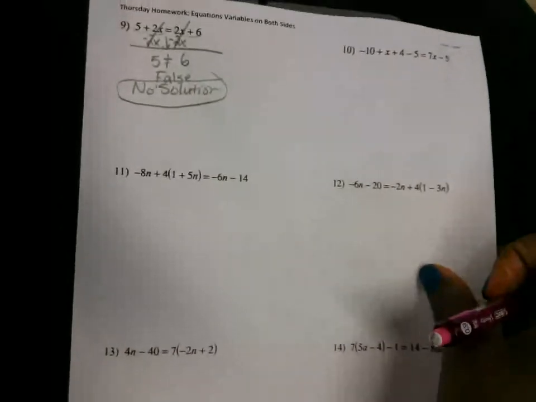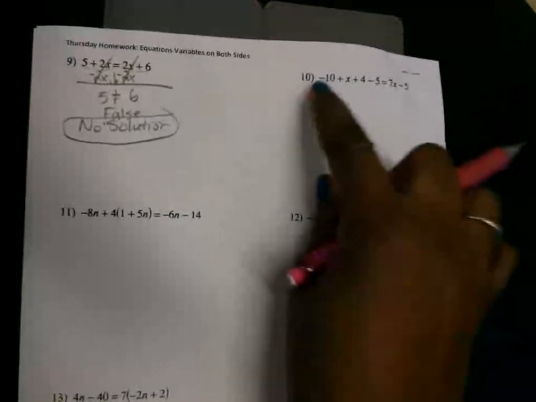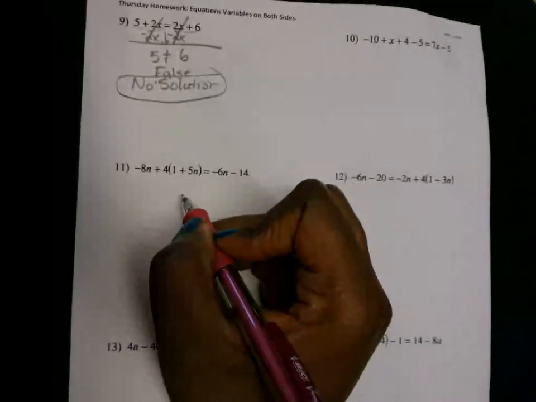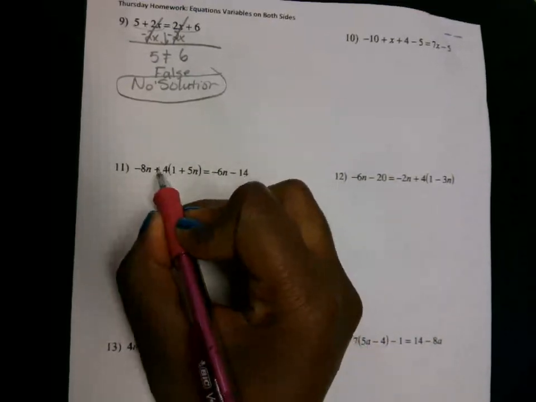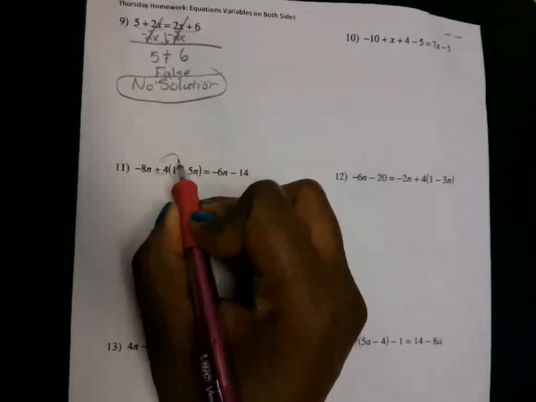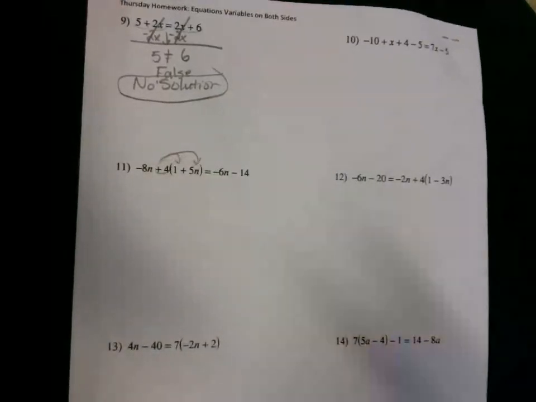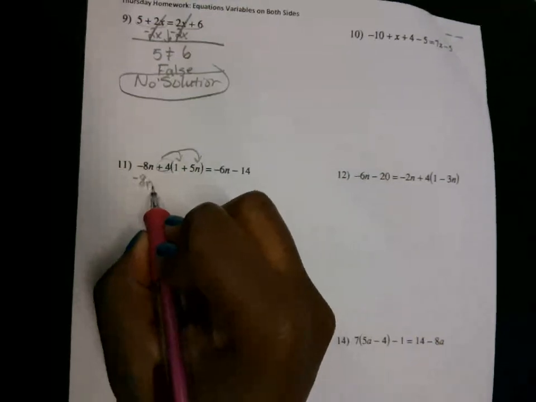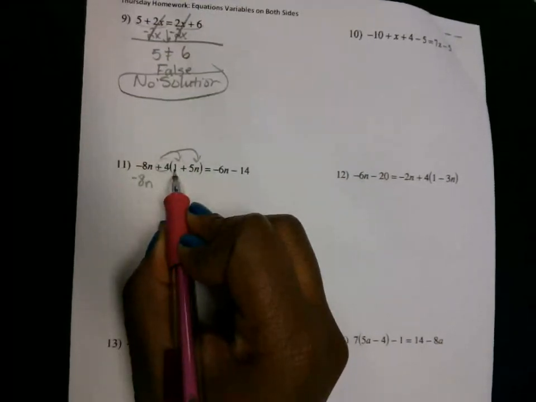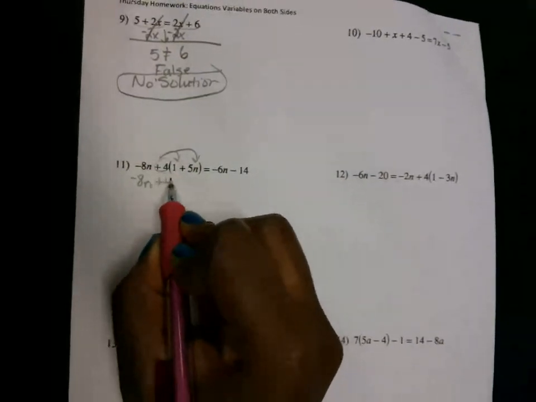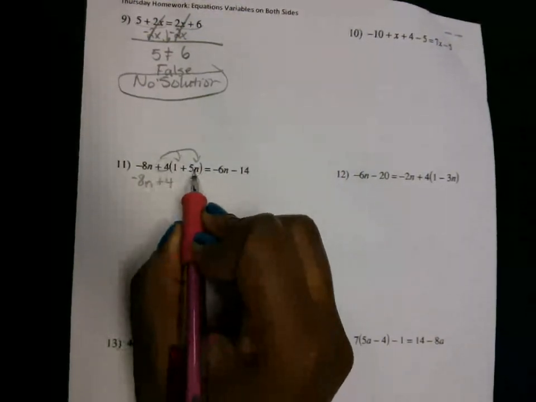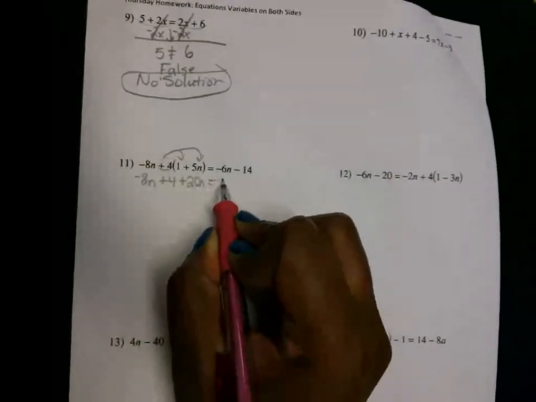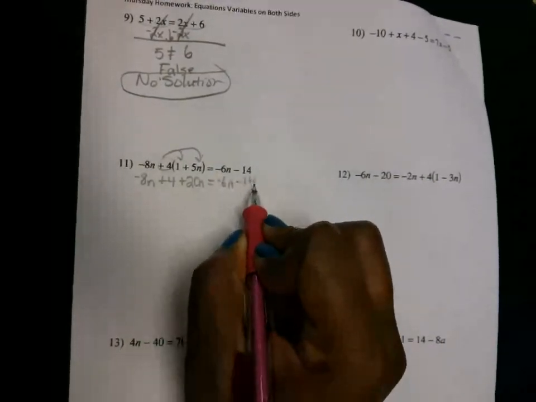All right, so let's look at number 11. Okay, you do number 10, I'm going to do 11. So let's look at 11 here. I'm going to do distributive property first. Remember, this is a positive 4. So I'm going to multiply positive 4 times both numbers in the parentheses. Okay, this is negative 8n. Positive 4 times 1 is positive 4. Positive 4 times positive 5n is positive 20n. Bring down the equal. Bring everything else down on this side.